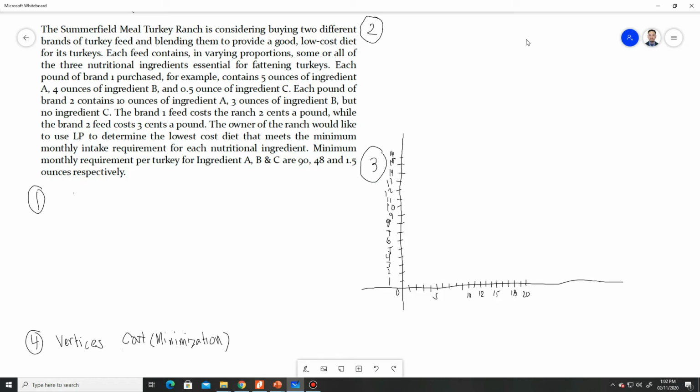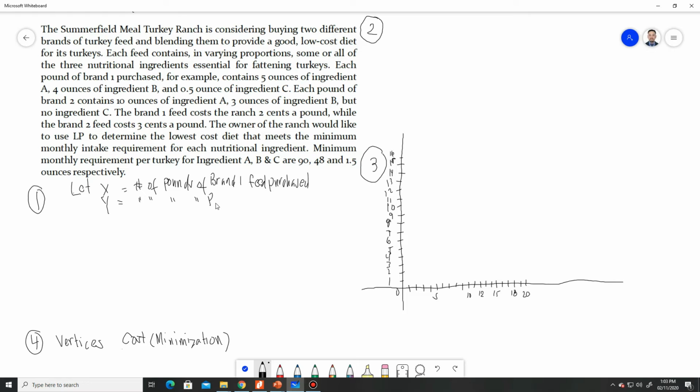Now, we let x be the number of pounds of brand 1 feed purchased, and we let y be the number of pounds of brand 2 feed purchased.